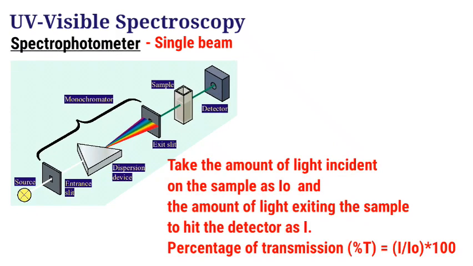Let us take the amount of light at wavelength lambda which is focused to the sample as I naught, and the amount of light transmitted through the sample as capital I. Then the percentage of transmittance is I divided by I naught multiplied by 100. If the sample transmits all the light, the percentage of transmittance is 100. There is no absorbance. And if the sample absorbs light, that means if I is less than I naught, then the percentage of transmittance will be a number less than 100.